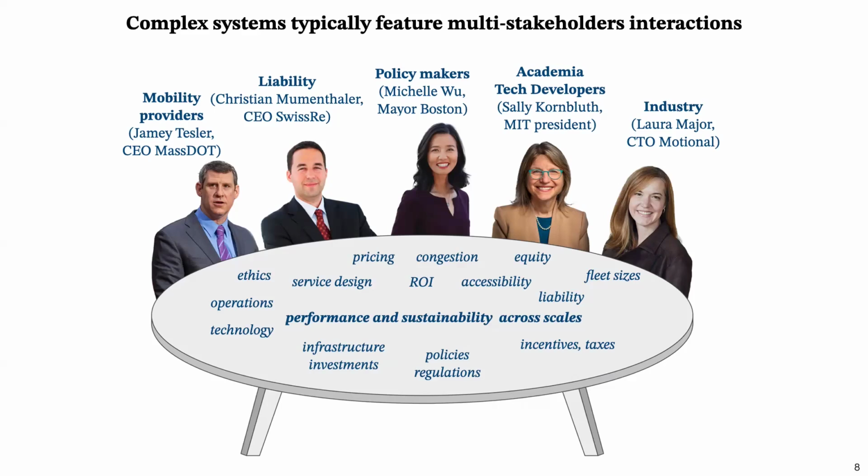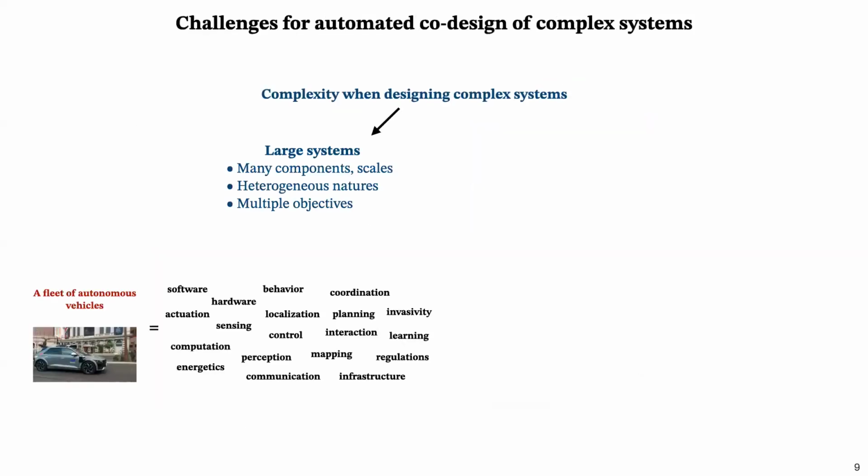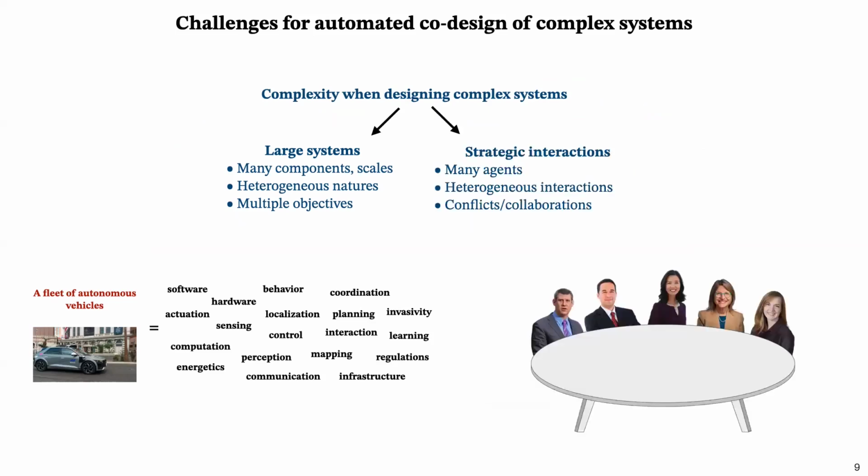And the second is they have totally different objectives. So it's not only about design, but maybe it's about interactions and strategic decision making. So summarizing, large systems, many components coming from different natures, multiple objectives. And on the other hand, many agents, interactions could be positive or negative, and there could be conflicts or collaboration.